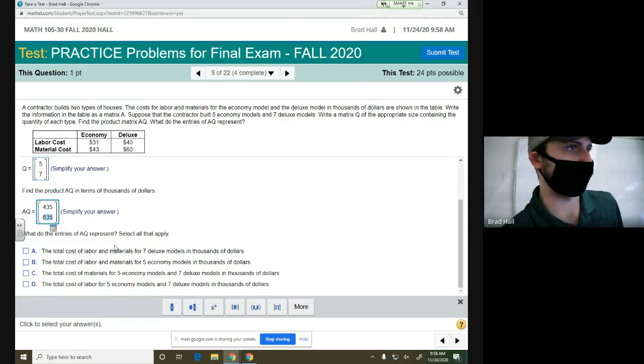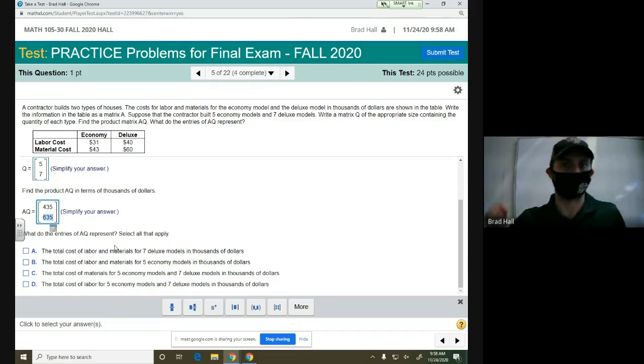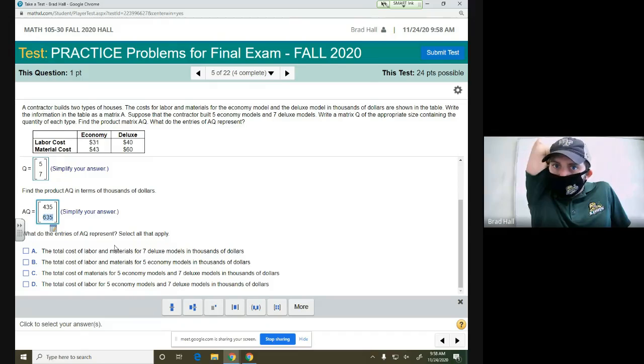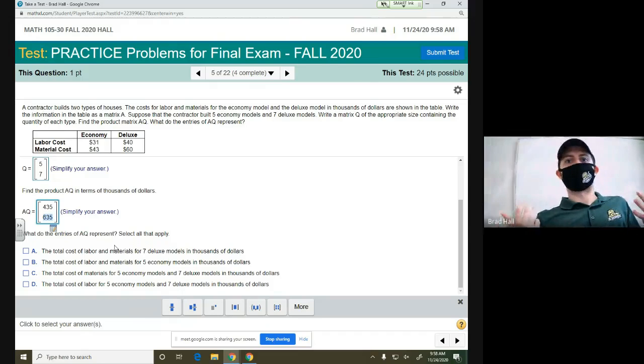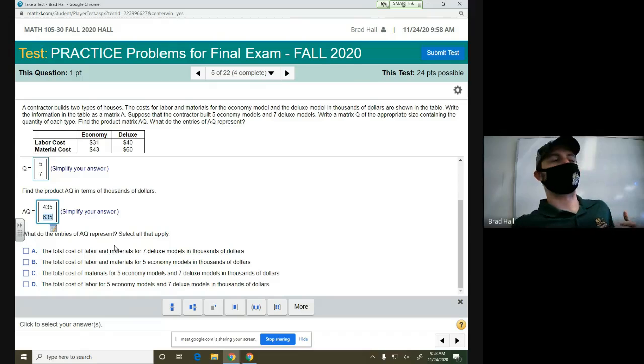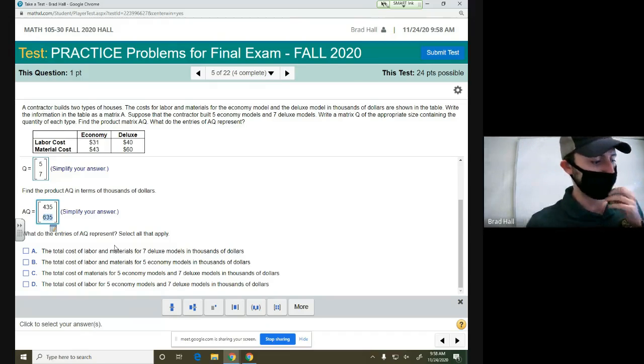All I did was put that in the calculator. So that might be something you want to make sure you know how to do, because you will need to know how to do various matrix operations in your calculator. So it may be good to acclimate yourself with that process.